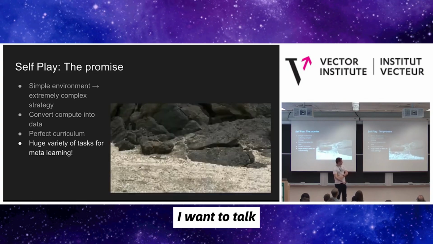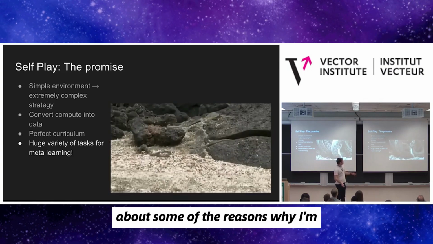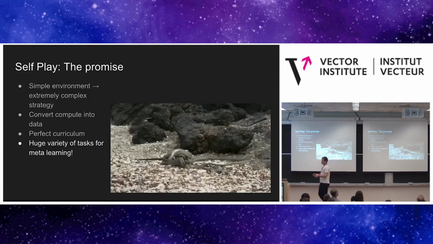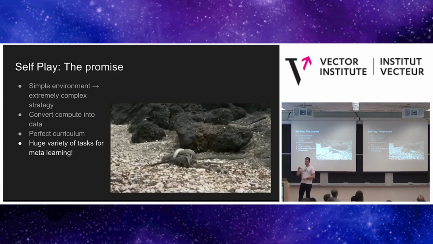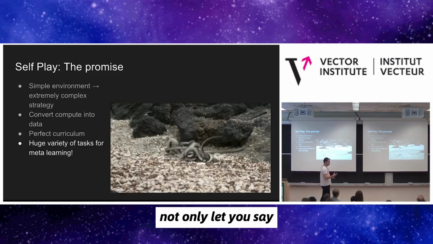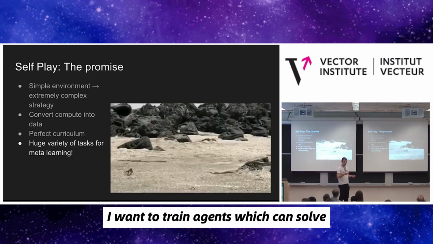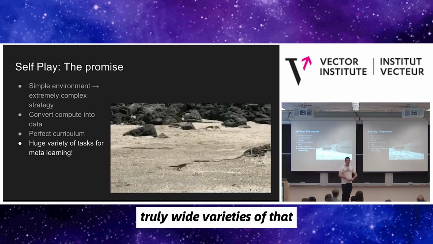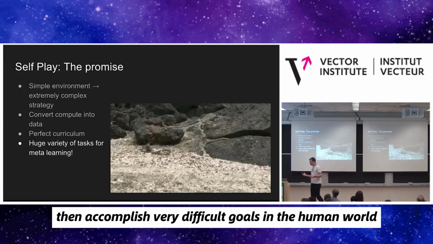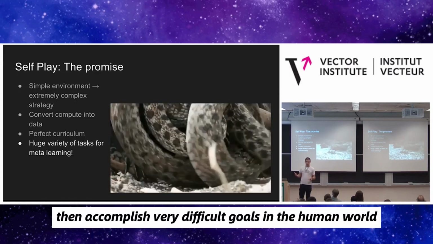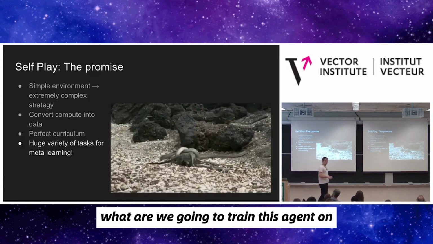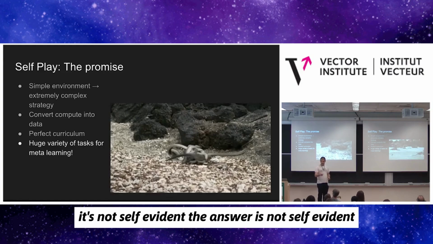I want to talk about some of the reasons why I'm excited about self-play. If you look forward and you say, okay, I want to train agents which can solve a truly wide variety of tasks. I want to train an agent which can then accomplish very difficult goals in the human world. What are we going to train this agent on? It's not self-evident. The answer is not self-evident.